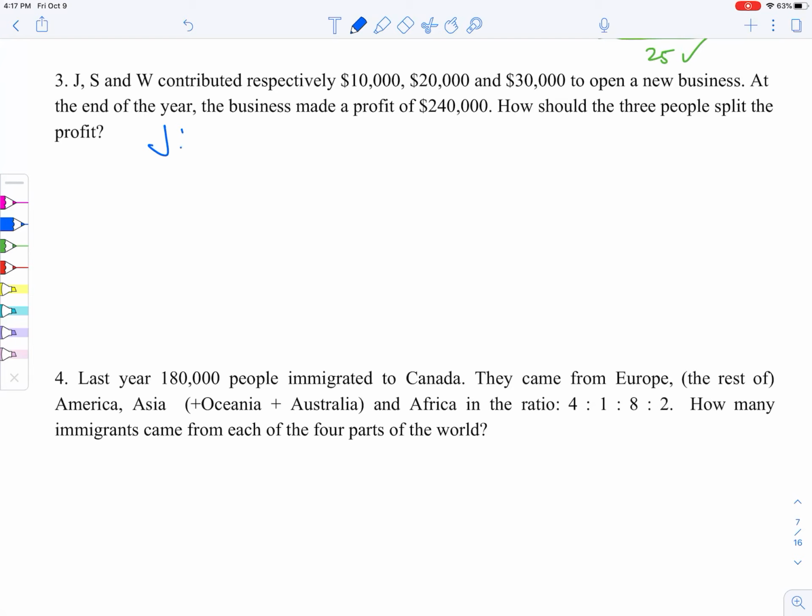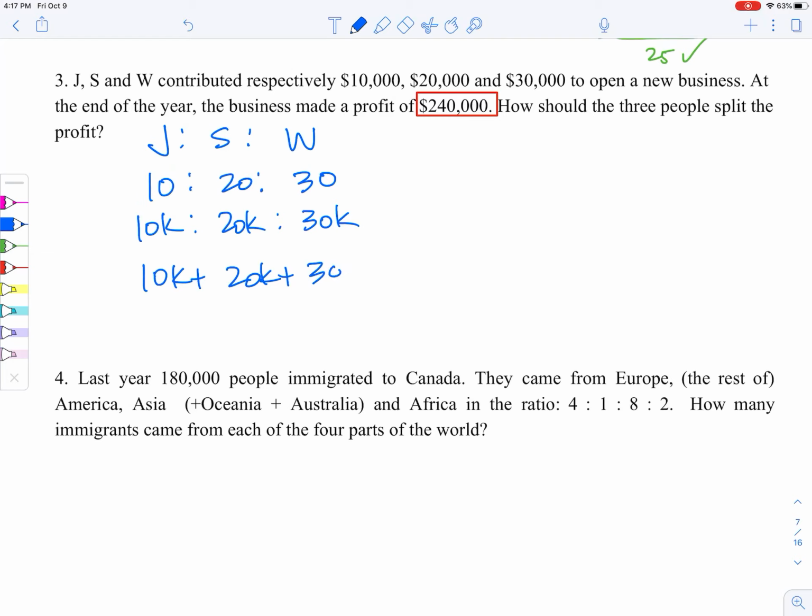So we know that J to S to W is 10,000 to 20,000 to 30,000, and I could write that as 10K to 20K to 30K. I know that my grand total is 240,000. So I can add up all these parts. So 10K plus 20K plus 30K equals 240K, 240,000, sorry. So 60K equals 240. So when we divide both sides by 60, we get that K equals 40.